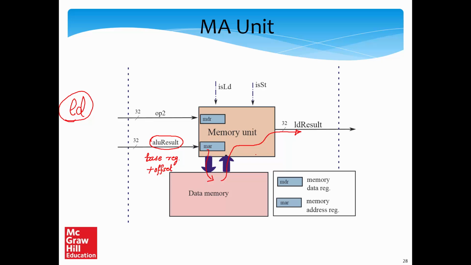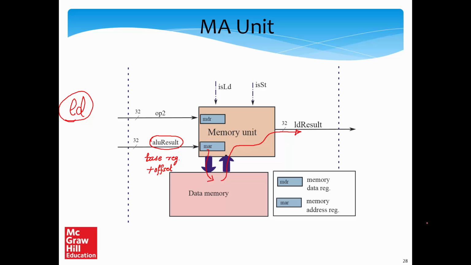So the only input that the memory unit requires in the case of a load is the memory address of the load. This is in the ALU result field, in the ALU result wire. This flows to data memory and the output comes out.